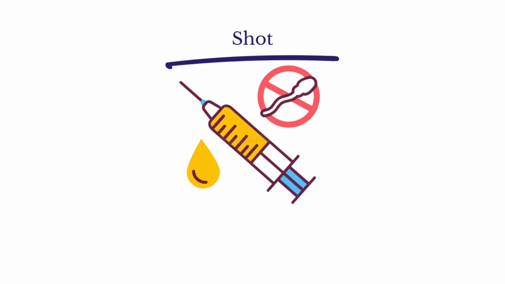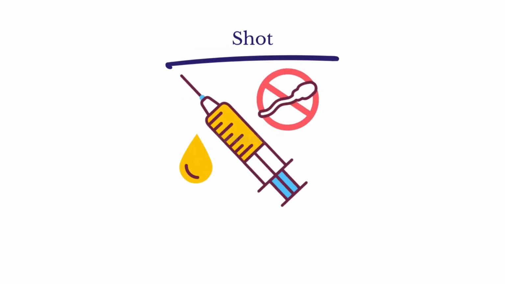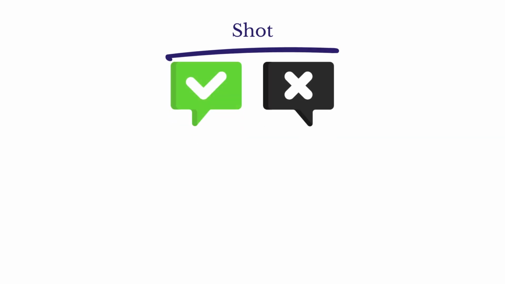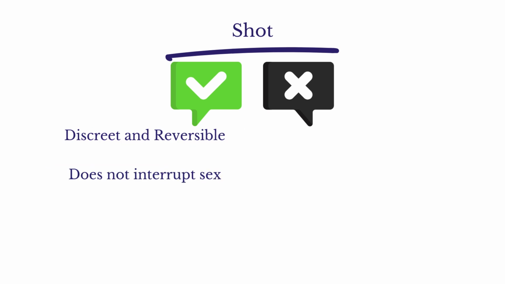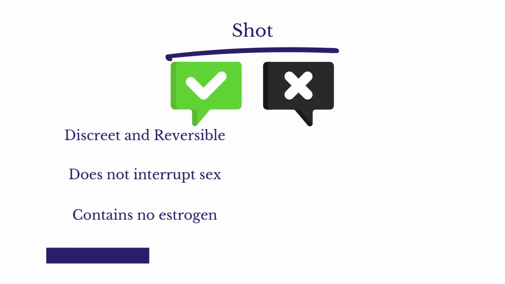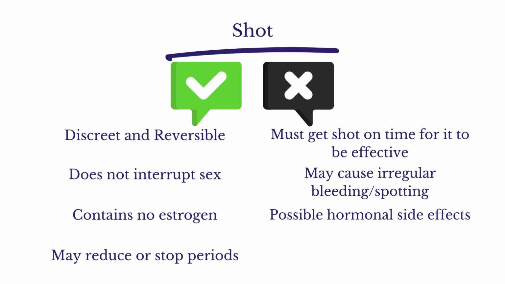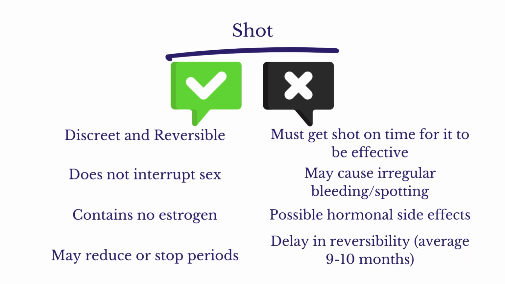Next is a shot, which is when a healthcare provider gives an injection every month. It has a success rate of 94%. Some of the advantages are that it is discreet and reversible, does not interrupt sex, contains no estrogen, and may reduce or stop periods. However, you must get shots on time for it to be effective. It may cause irregular bleeding or spotting. There are possible hormonal side effects, and there is a delay in reversibility.